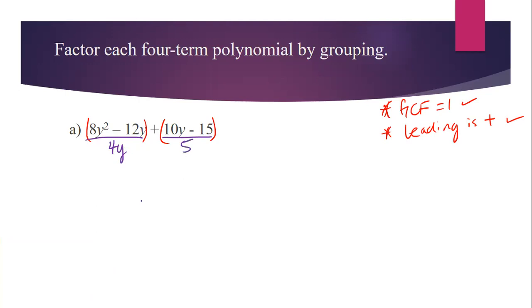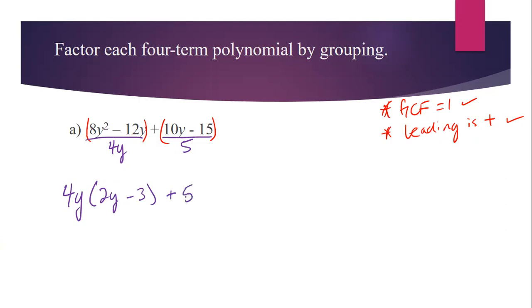What is the GCF between 10y minus 15? 5, perfect. When you are factoring out, that means you are dividing. When I factor something out, I am dividing. I'm undoing the product, the multiplication. So I'm factoring out 4y. And what am I left with? Well, 8y squared divided by 4y is 2y, good. Negative 12y divided by 4y is negative 3.